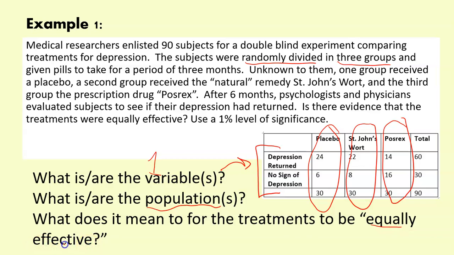Okay, so if the treatments are equally effective, then what we would expect is that if it doesn't really make a difference if you're taking a placebo or St. John's wort or Posrex, what we're really saying is that the rate of depression returning should be about the same in all of these groups. Okay, and the no sign of depression should also be about the same. If one of these treatments actually does improve, we would expect, if it's more effective than the others, we would expect more improvers proportionally in that group.